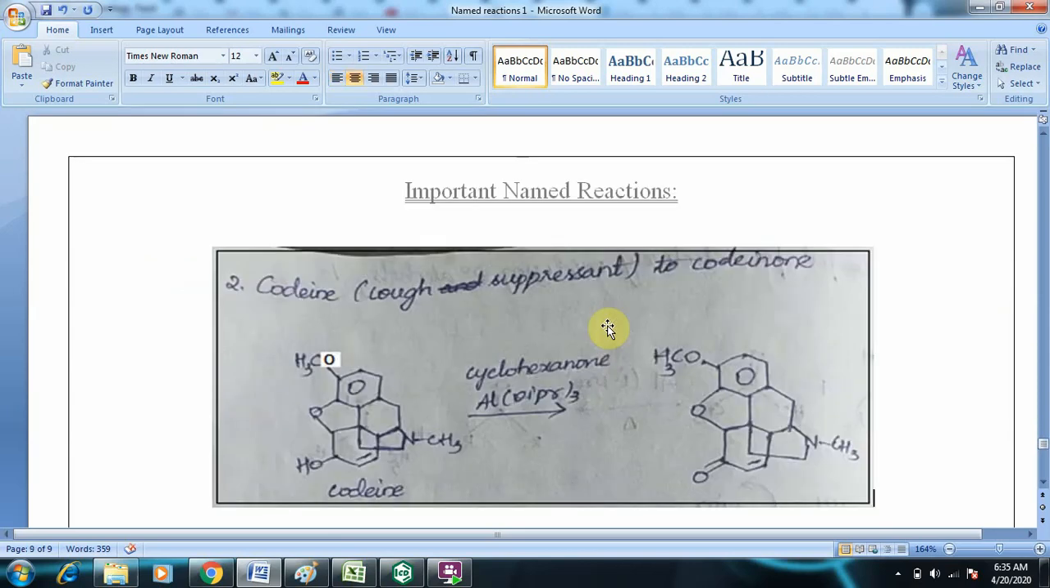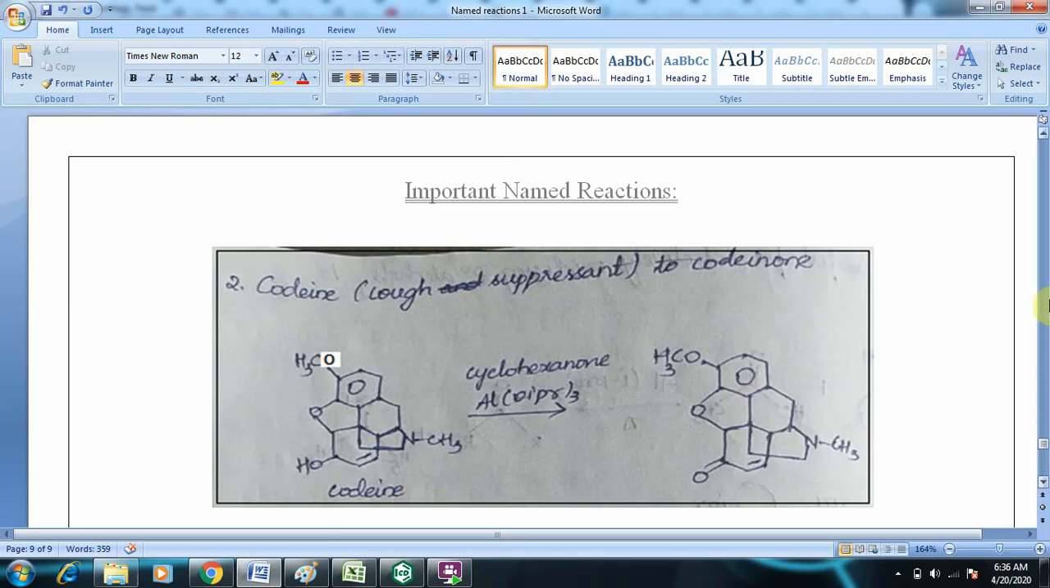And the other important reaction is the conversion of codeine to codeinone. Codeine has an OH group, a secondary alcohol, and it will be converted to a ketone. That is the significance of Oppenauer oxidation. Here the reagent is cyclohexanone in the presence of aluminium isopropoxide. The remaining everything will be the same. Codeine, a cough suppressant, will be converted to codeinone using aluminium isopropoxide. So this is Oppenauer oxidation.